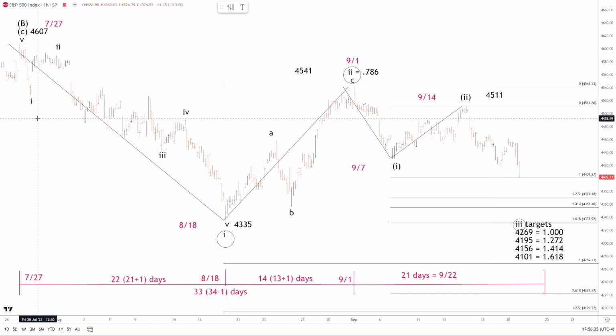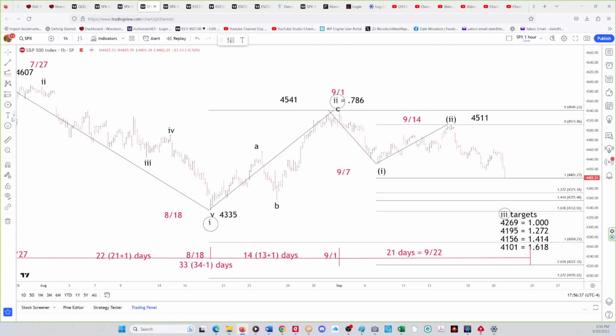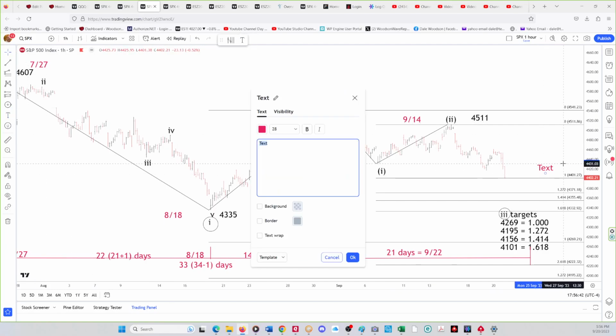Let me put that in there real quick. Bear with me while I put them in for you guys, that may be hard to see. I'll put in the wave 3 targets there, and we've got 4401, 4371, 4355, 4332.